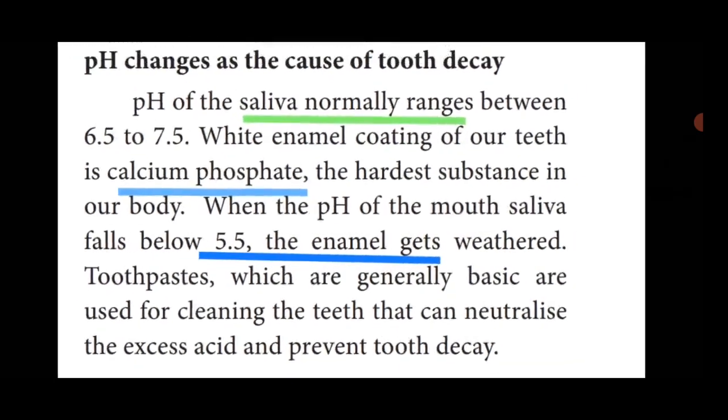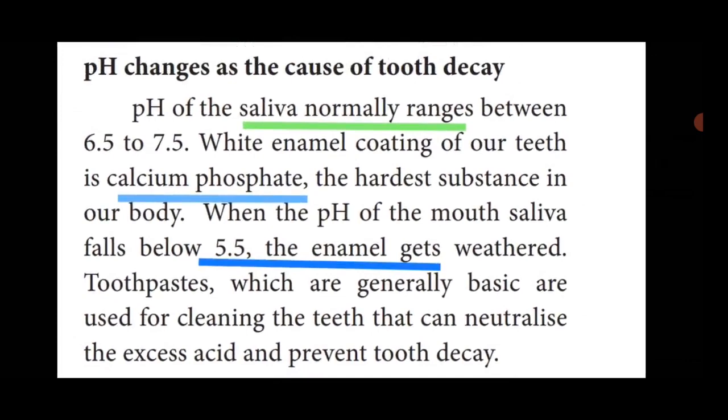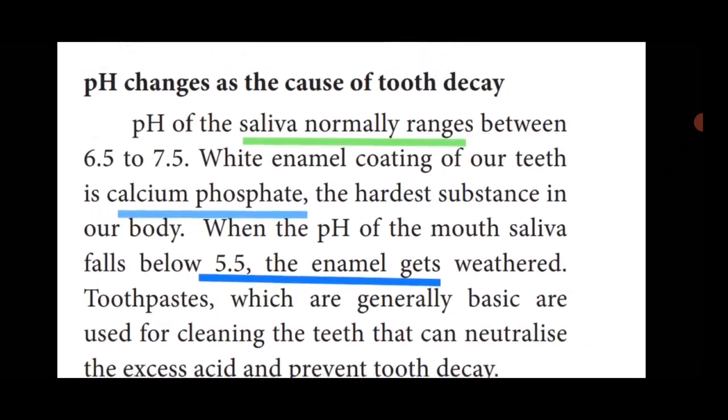Our toothpaste is what kind of substance? Basic in nature. When the mouth saliva value falls to 5.5, the substance is acidic. Acids are neutralized by using a base. What base is used? Toothpaste contains base. So it easily prevents tooth decay.